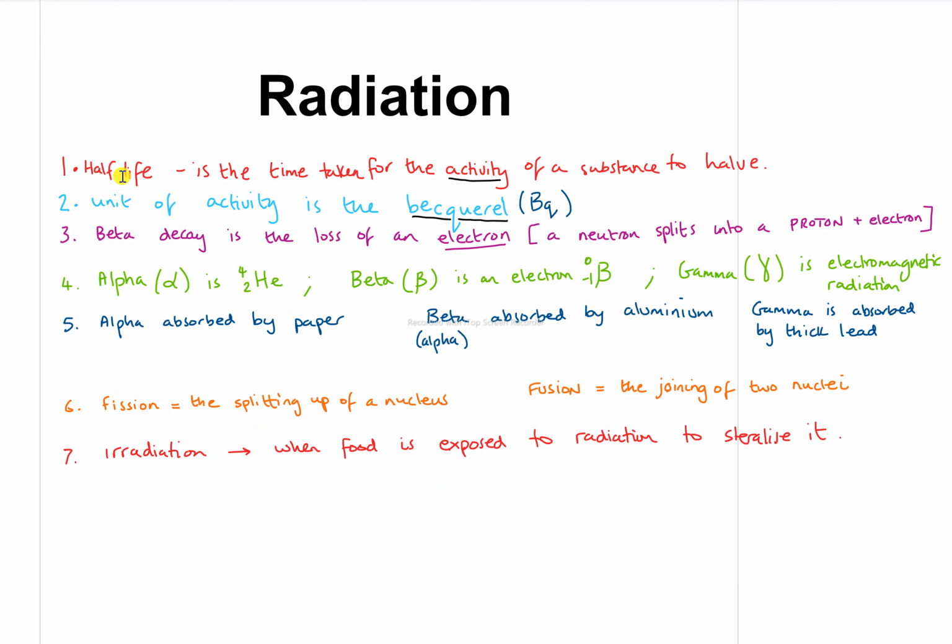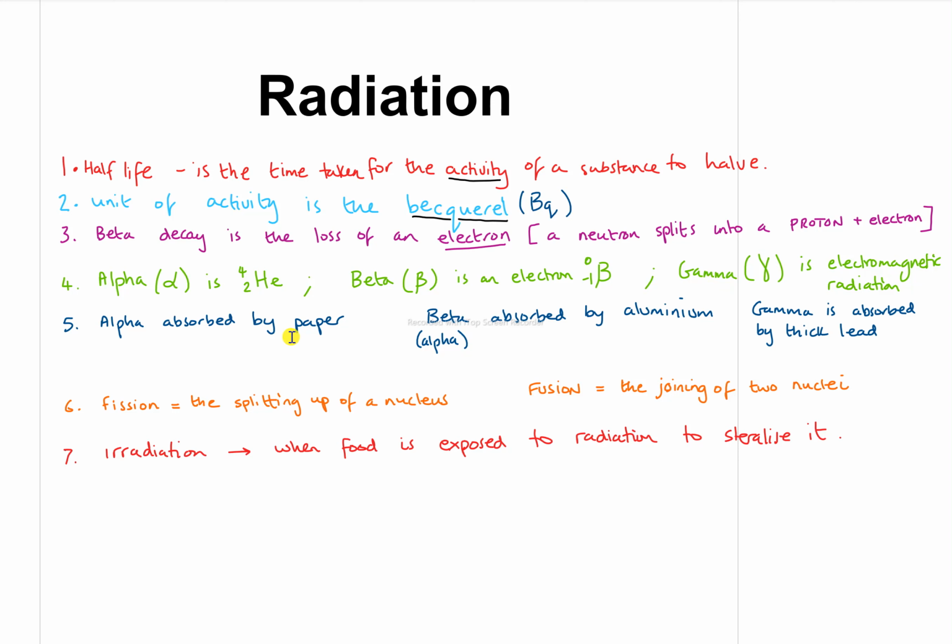Right, here we are. Half-life is the time taken for the activity of a substance to halve. The unit of activity is the becquerel. Beta decay is the loss of an electron. How does that happen? The neutron splits into proton and electron. Alpha particles are helium nuclei. Beta particles are electrons. Gamma radiation is an electromagnetic wave. It's not a particle. It's got no charge, no mass.